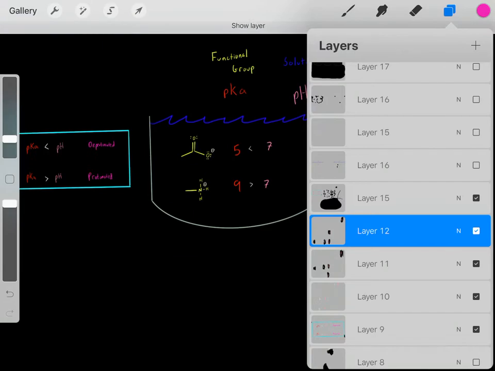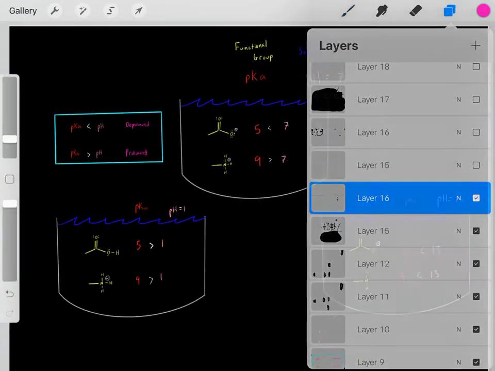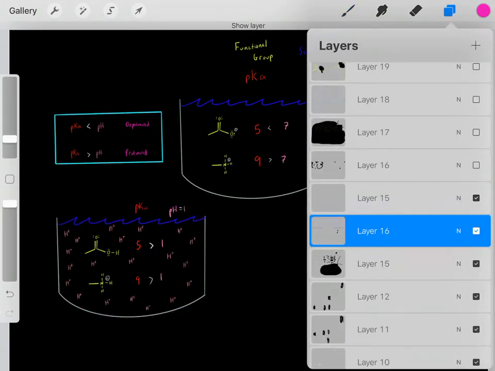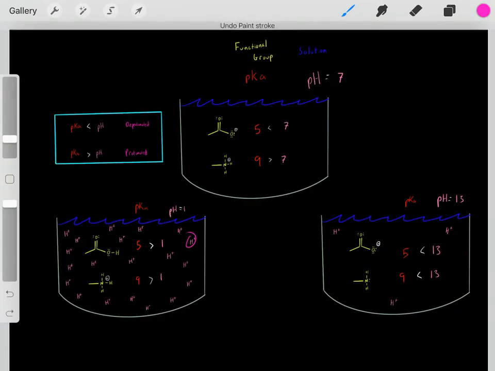And again, the way I like to specifically think about this is this. Essentially, if we're in a low pH, what does that mean? That means we're in a very acidic solution. And if we're in a very acidic solution, that means we have a lot of hydrogen ions. So if we're at a low pH, we're in an acidic solution with a lot of hydrogen ions.